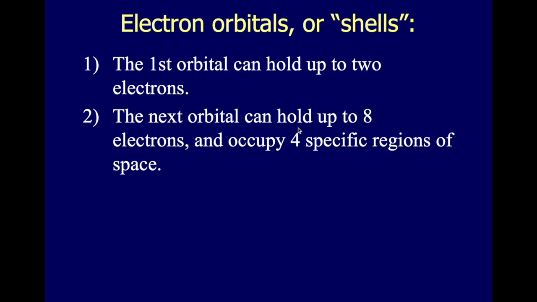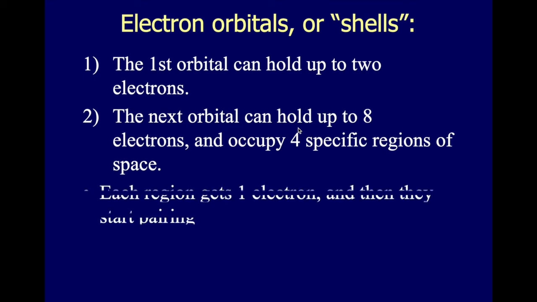The next orbital can hold up to 8 electrons. Those 8 electrons occupy 4 specific regions of space. Now, the actual shapes, we're talking about one thing called an s orbital and 3 p orbitals. You don't have to worry about those shapes until you get to chemistry next year. Each region will get 1 electron, and then once each of those 4 regions get 1 electron, then they start to pair up, as we will hopefully see a little bit later on.